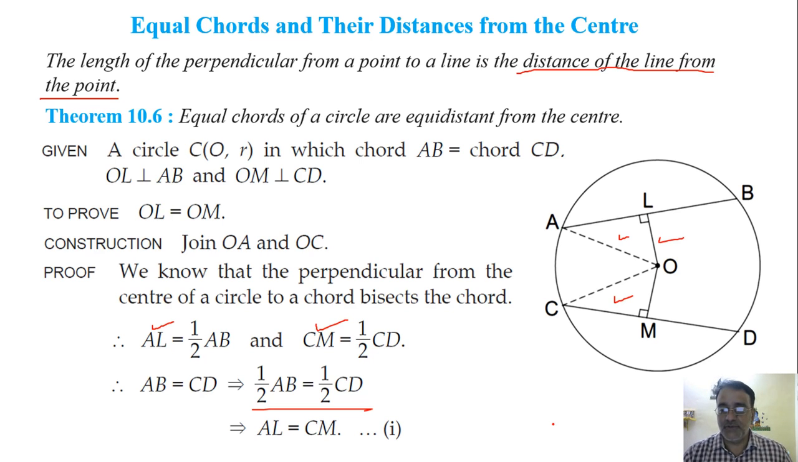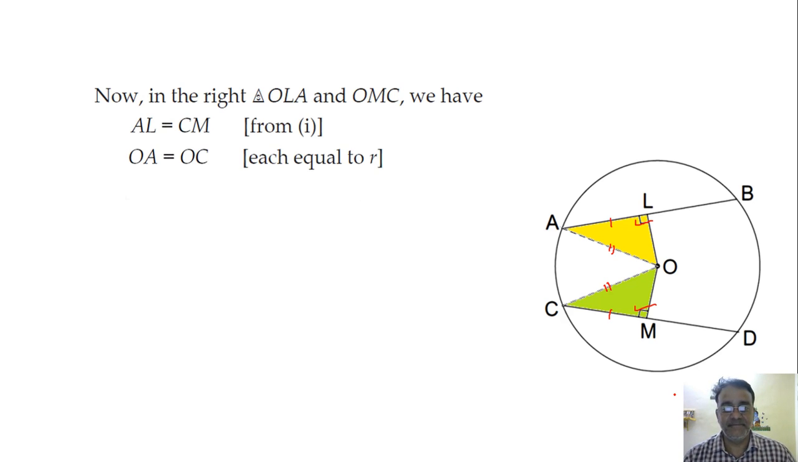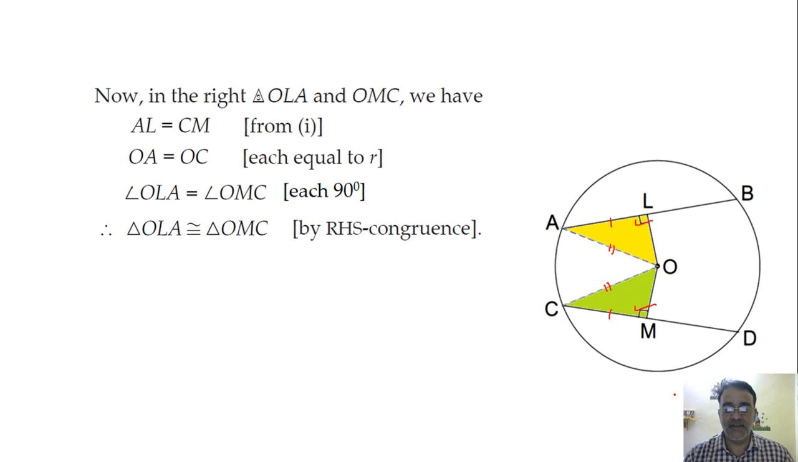Now we are going to prove those two triangles congruent. These two triangles. Now AL is equal to CM. Why? Proved above. OA is equal to OC. Why? Radii of the circle. And these two are equal, each is 90 degrees. Now these two triangles are congruent by which criteria? RHS congruence. Very good. RHS congruence rule. So that implies OL is equal to OM. Why? CPCT. Right. So this is what we had to prove.